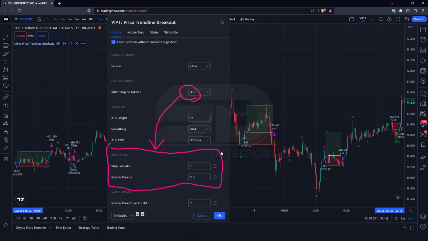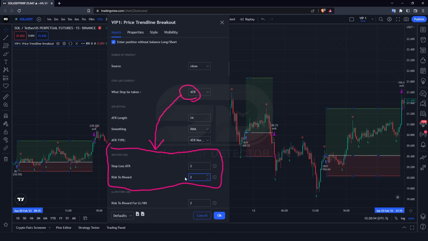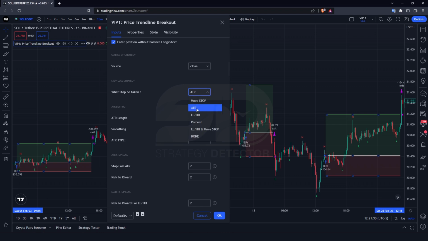You can also choose risk to reward ratio here. It means that whatever your stop amount is, your take profit is 2.5 times of your stop. You can also change this number to whatever you want. Now I choose 2 ATR for stop loss and I choose 2 for risk to reward ratio. So the first option we talked about was ATR stop.